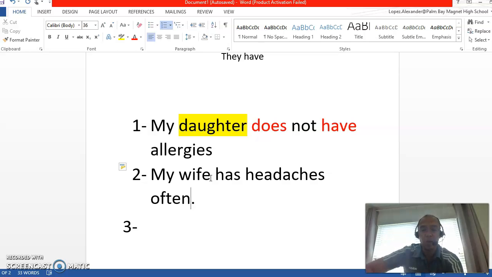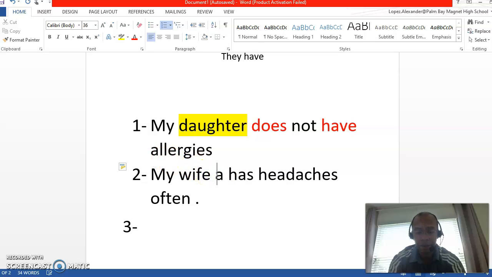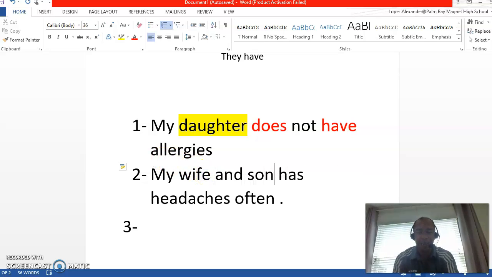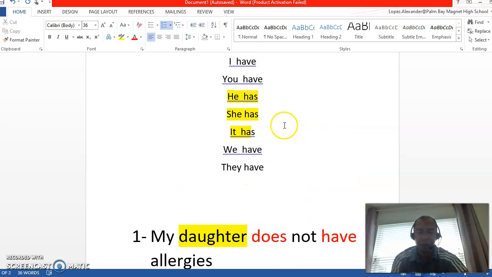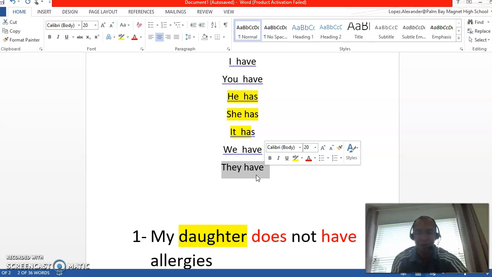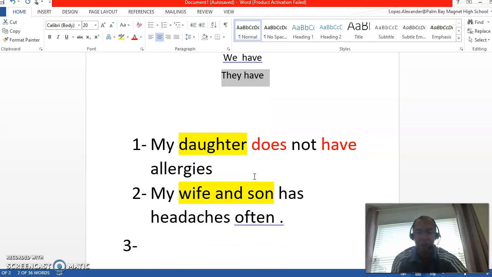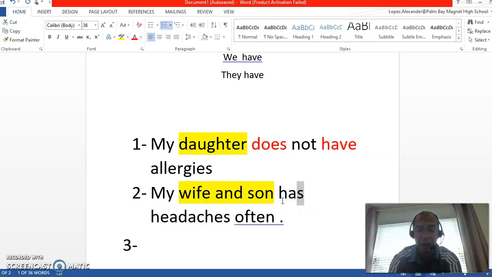Let's say my wife and son has headaches. That will not be correct because you're referring to one person, two people, more than one, correct? So that will be two people. And if you're talking about two people, falls in the category of they. So the correct form of that verb will be have. My wife and son have headaches often.